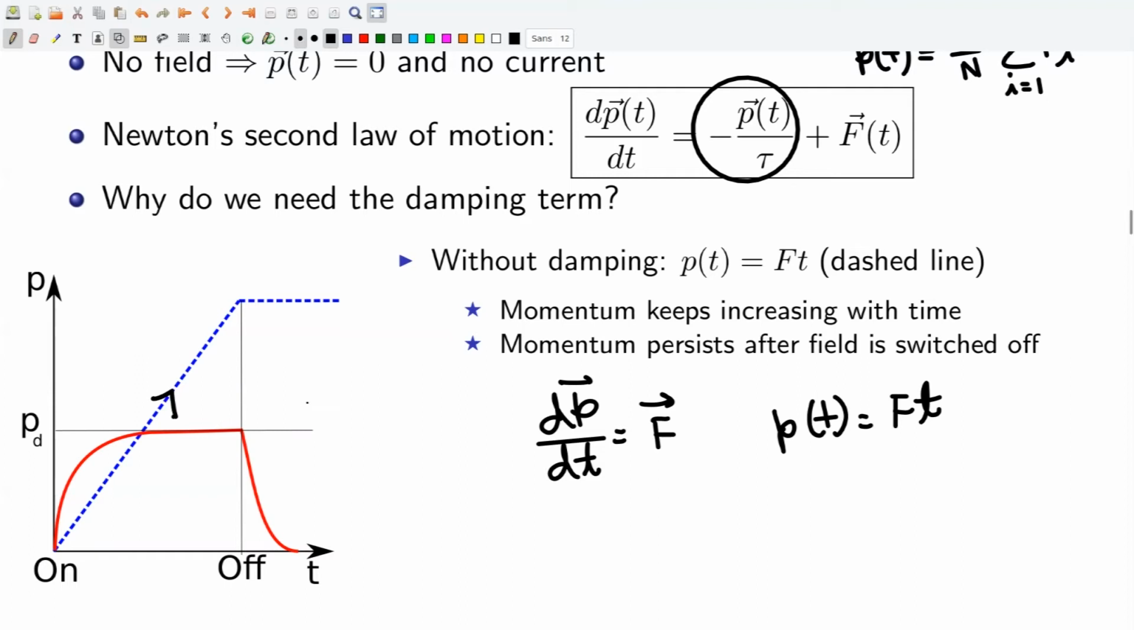And once the field is switched off, electrons keep moving. So at this point, we switch off the field and then the electrons keep moving with constant momentum. However, this clearly contradicts what we know from our experience. We know that current does not keep increasing with time like this as we apply an electric field. Moreover, once the electric field is switched off, the current becomes zero instead of maintaining some constant value.